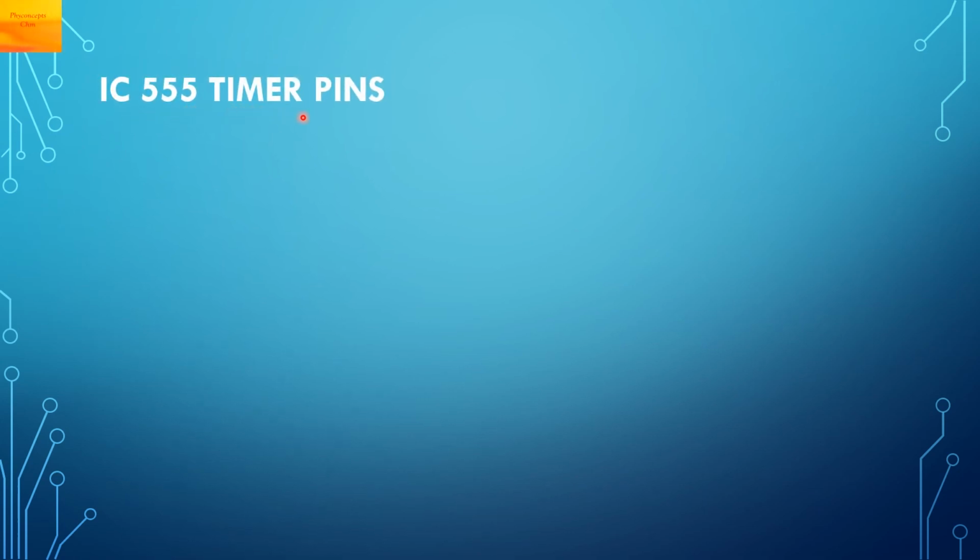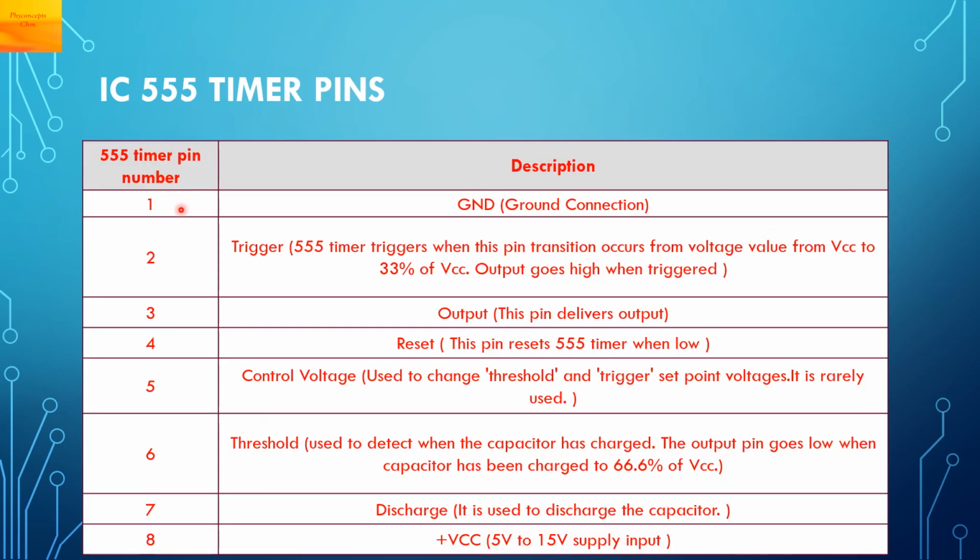So in short, we can see the IC 555 timer pins. Pin number 1 is the ground pin. Pin number 2 is the trigger pin. Pin number 3 is the output pin. Pin number 4 is the reset pin. Pin number 5 is the control voltage pin. Pin number 6 is the threshold pin. And pin number 7 is the discharge pin. Pin number 8 is the plus VCC pin.